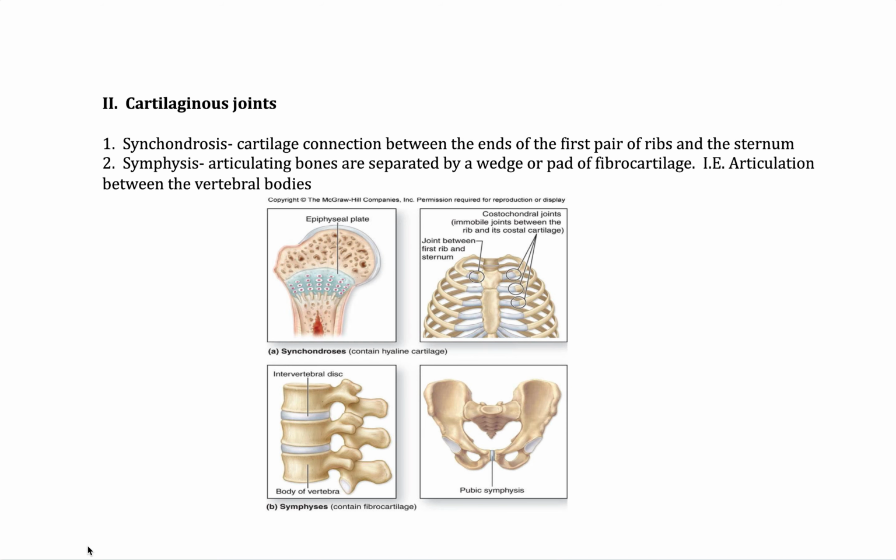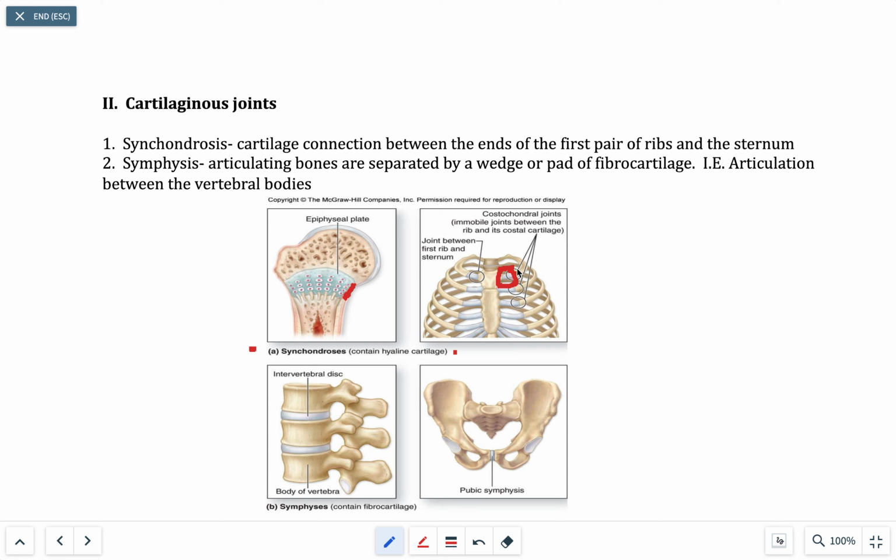So moving up, we're going to see a little bit more movement, which means that if we increase mobility, we're going to decrease slightly in stability. The first grouping is going to be called the synchondrosis. This contains hyaline cartilage. We've seen hyaline cartilage in the epiphyseal plate in long bones. We also see this in the costochondral joints located here, the connection between the ribs and the sternum.